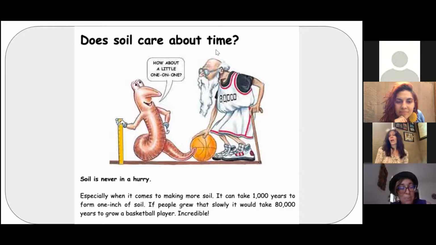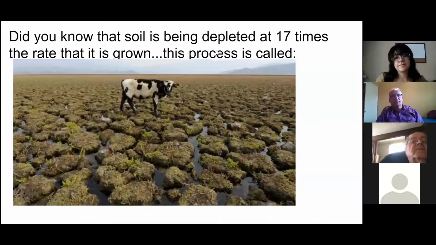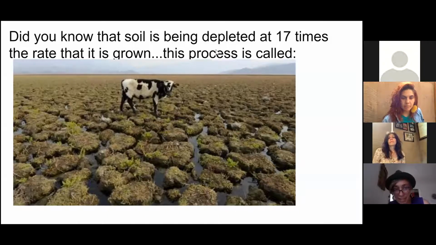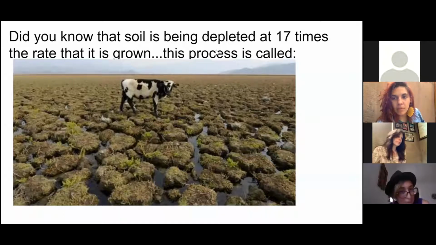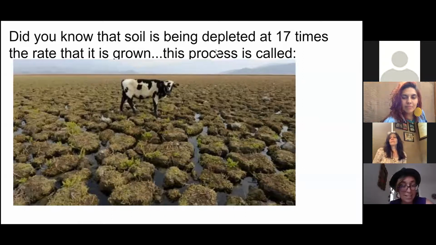And I think it's important to think about the time differences, really, and how fast we move, especially right now as humans, and how long it really takes for the Earth's processes to regenerate. 1,000 years for soil. Next one. And then the soil is being depleted at 17 times the rate that it's grown. And I bet everybody knows what this process is called. So don't pull up the next slide. I would like to hear from someone. What is this process called?